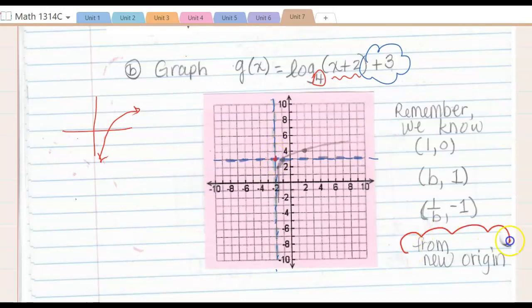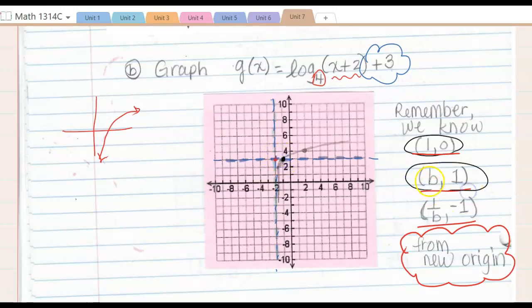So from our new origin, we need to go to these 3 points. So let's do those 3 points. I'm going to put those points in black. From our new origin, we're going to go (1, 0). So from here, I go 1 over and stay right there. Then (b, 1), so that's going to be (4, 1). So from my red point, I'm going to go 1, 2, 3, 4, and up 1. And then from our origin, we're going to go 1/4, because that's 1 over b, and then -1. So over a quarter and then down 1. And we can see that our graph needs to look like that.